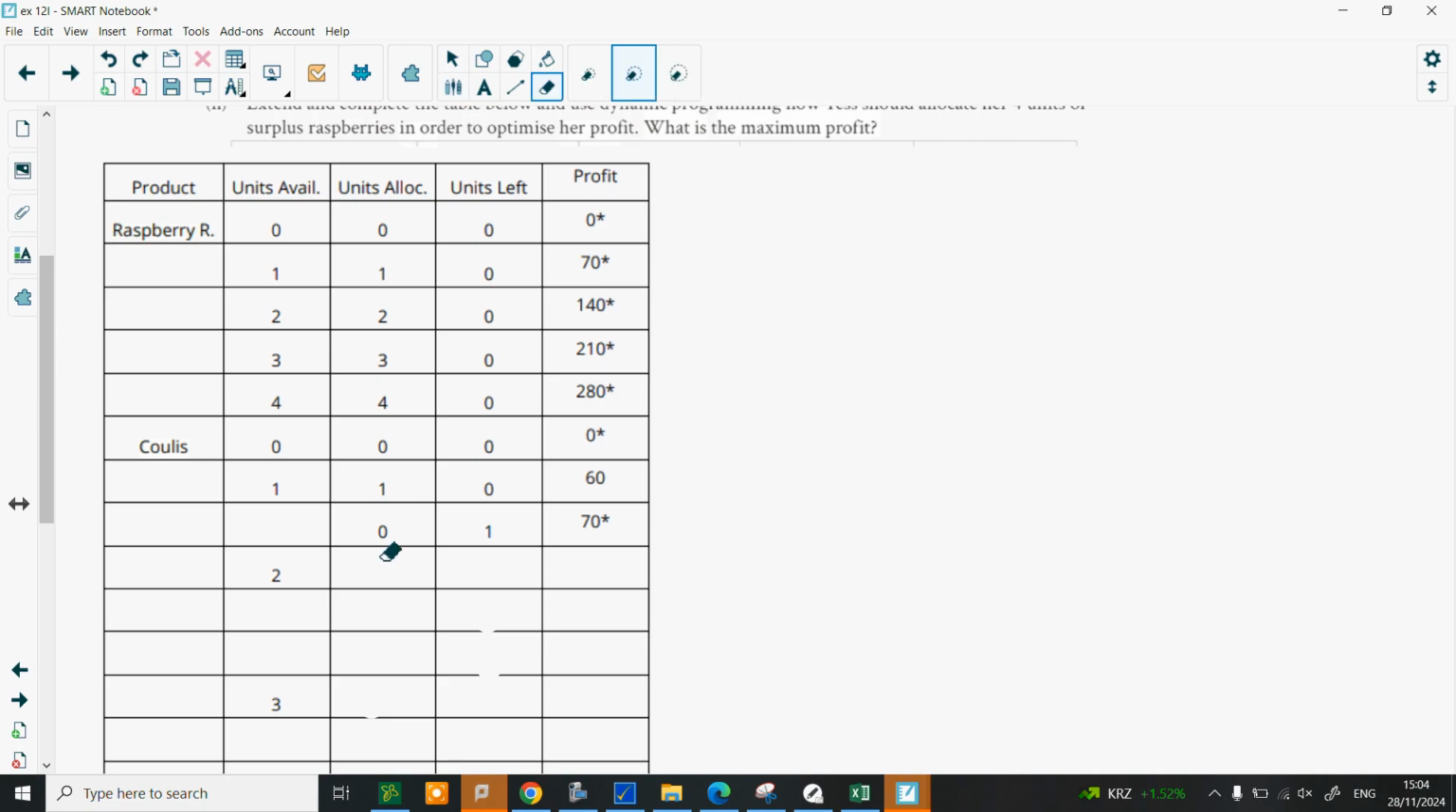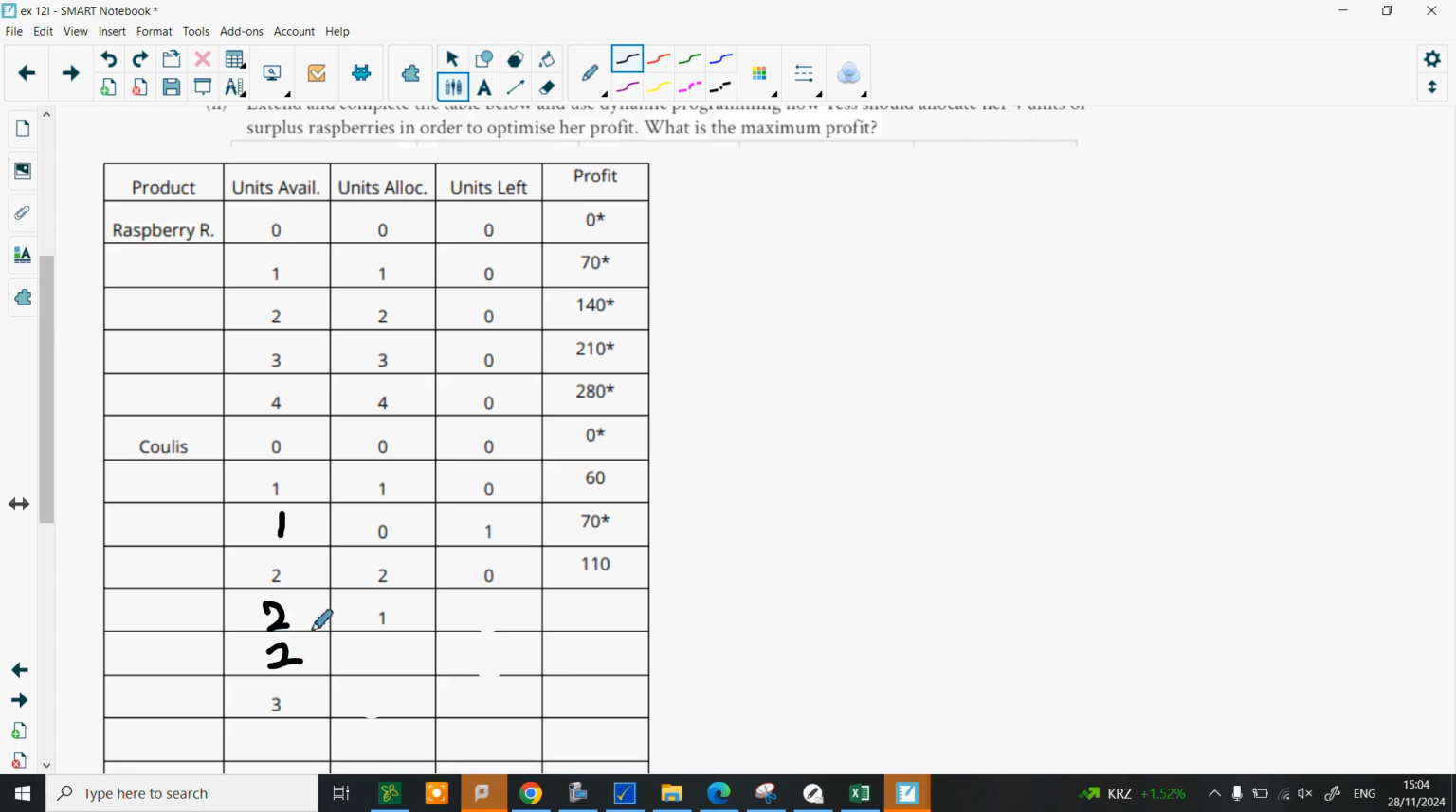Now, next one. You have 2 units available. You allocate both units to making Cullis. So how much is that, you reckon? You have no units remaining because you sell both units. What do we think goes here? 110. Excellent.